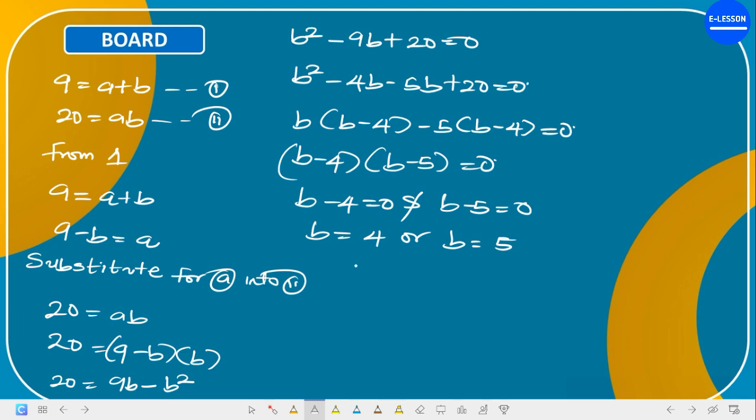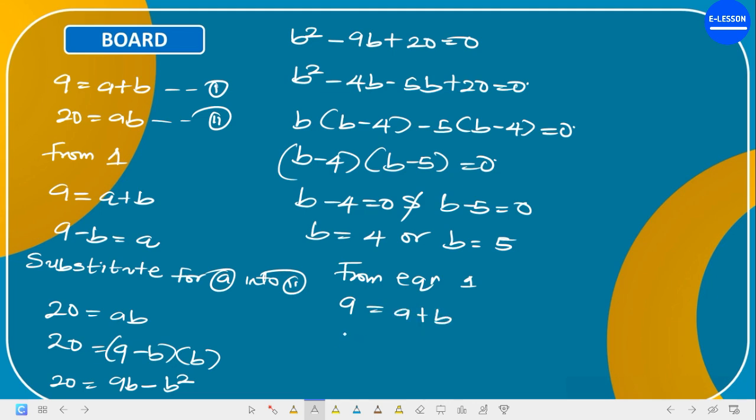But note that from equation 1, we must look for the value of a and b. That's why we are solving everything we are solving. From equation 1, 9 is equals to a plus b.